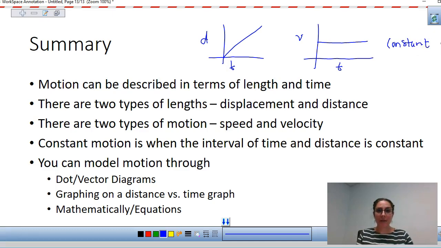Just like that. So next class, we're going to look at objects that change their speed and their velocity, known as acceleration, and our first lab is going to be measuring acceleration.